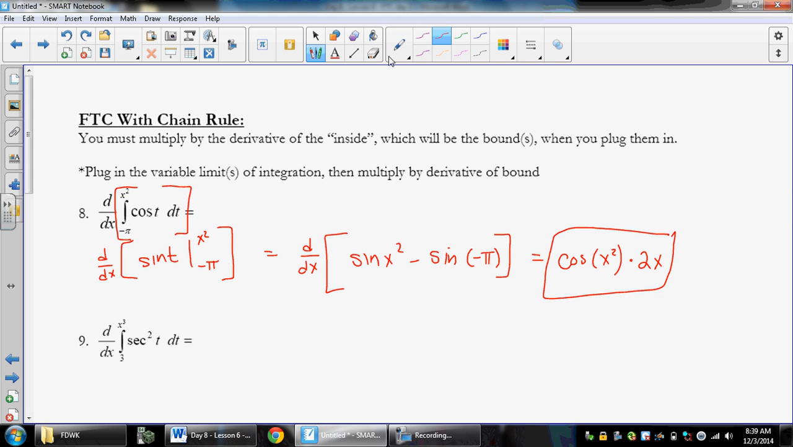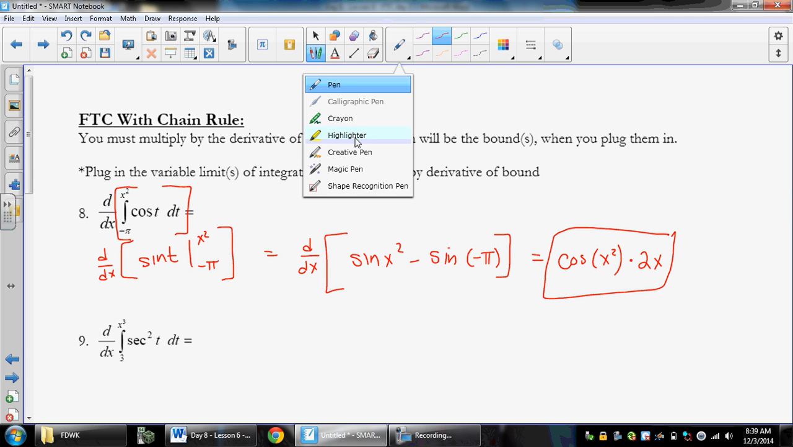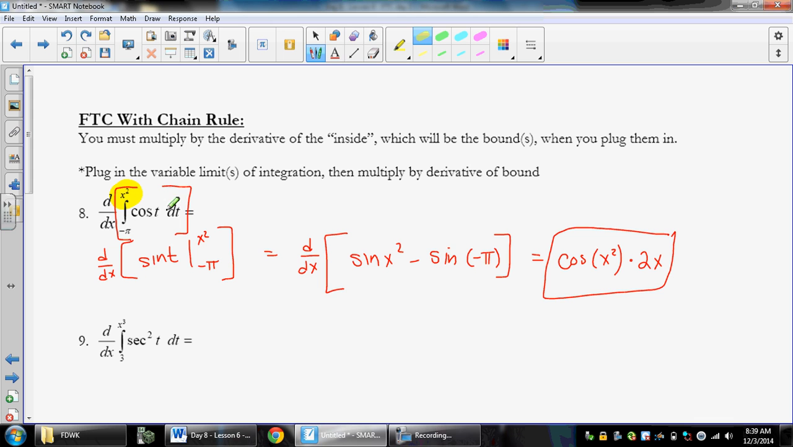All right, so let's look at this. What happened this time? This time, when I had an x squared and a cosine t, it still became cosine x squared, but then I multiplied by the derivative of the x squared. So when you use the fundamental theorem of calculus with the chain rule, you still plug in this top guy in for the variable, but then you multiply by the derivative of the inside.